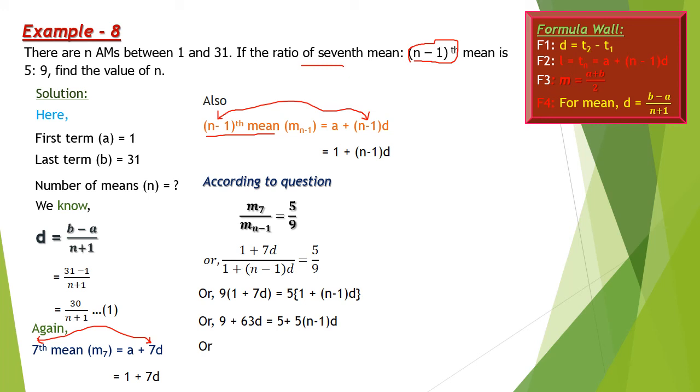Okay, we can open that bracket again. After multiplication of this part, here we can see that it is 5nd minus 5d and minus 63d. This 5 goes to this side, so 4 equal to 5nd minus 68d. Now this is the right time to replace the value of d as 30 by n plus 1.